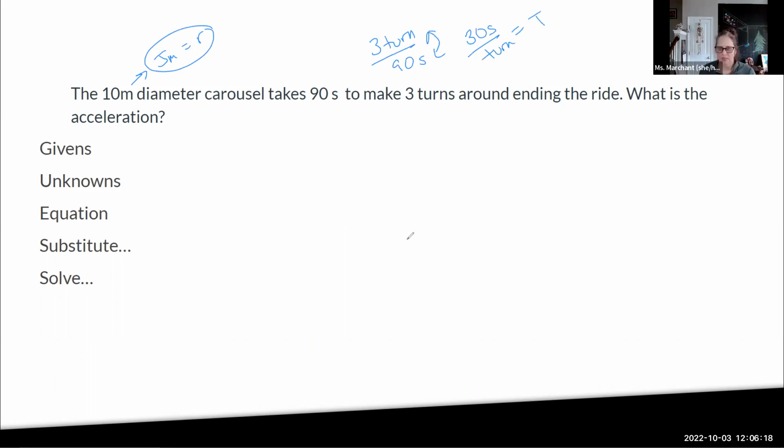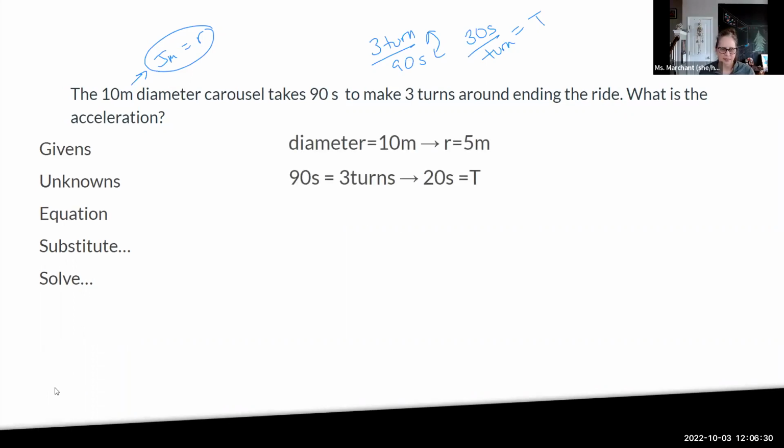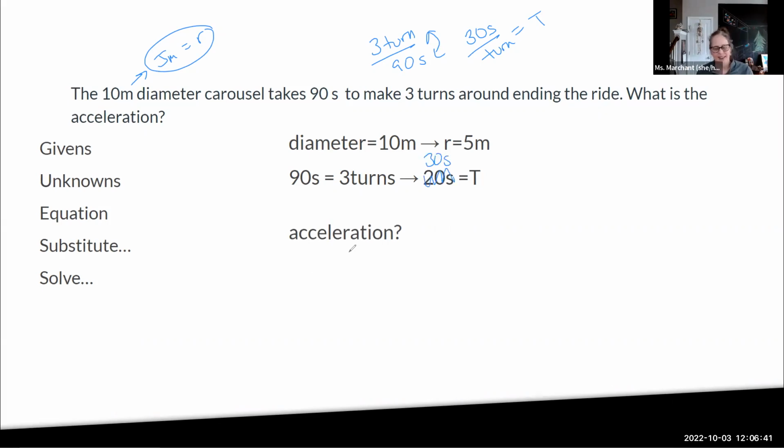So you can think about it doing it that way, or you could use your circumference, either way that you wanted to do it. Okay, what is the acceleration? So we need to figure out what our equations are. 90 divided by 3, I'm pretty sure is 30. Sometimes I do the calculator wrong when I'm just doing and talking, but apparently there I did it wrong the other way.